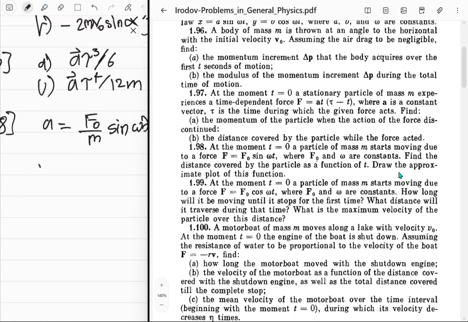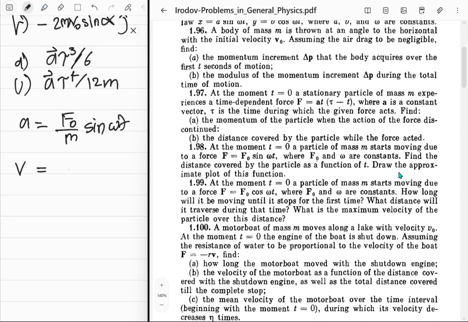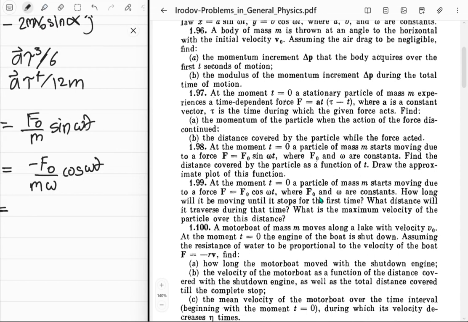So that will give us the velocity. Doesn't it look like SHM? Yes, it does. Anyway, the integration of this is negative cosine omega t upon omega. So negative f naught upon m omega cosine of omega t. And then x, initially it's 0 since the particle starts moving, so it's 0 at that point. Then integrate it once again. So negative f naught upon m omega squared sine of omega t.